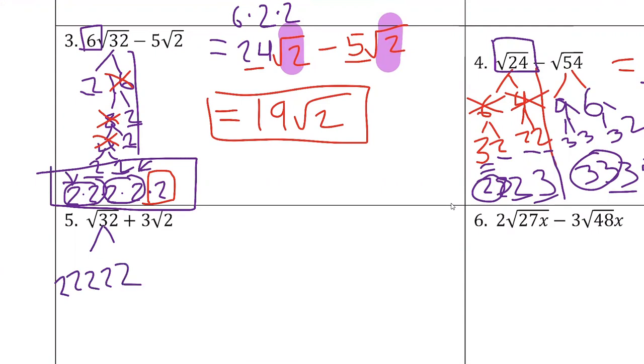So if you ever see a number you already broke down, like when you're doing a bunch of problems, if you already have it worked out, why do it twice? You know what I mean? So we have 2 pairs of 2s and a 2 left over.